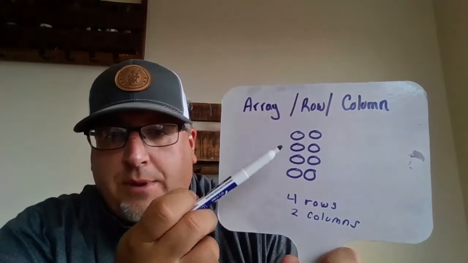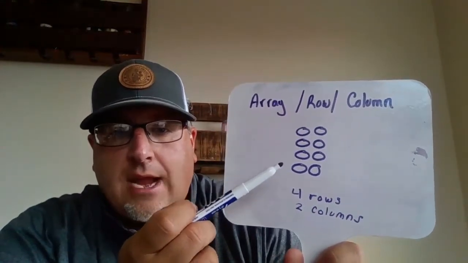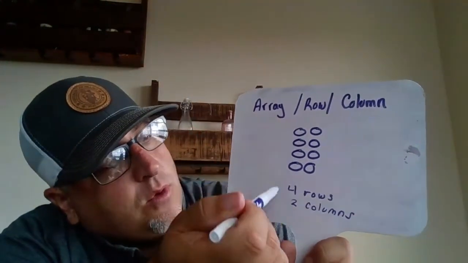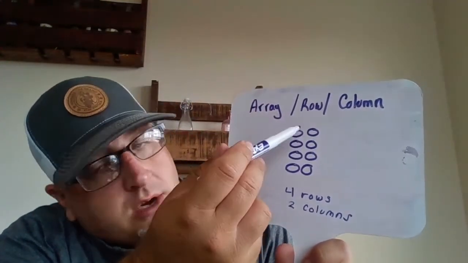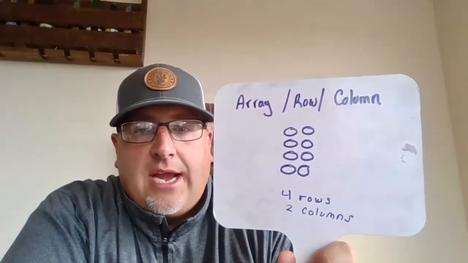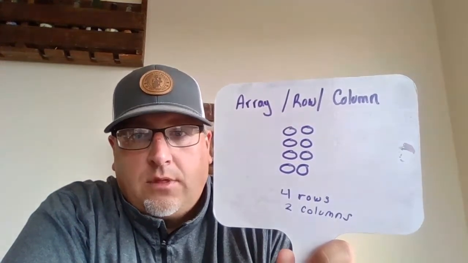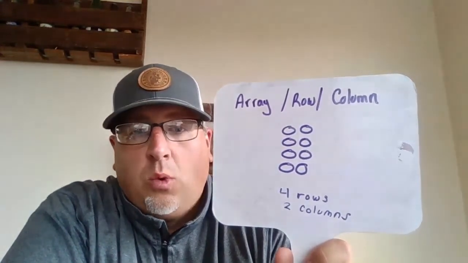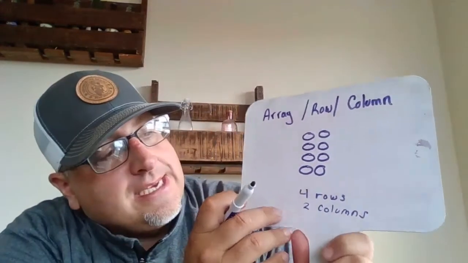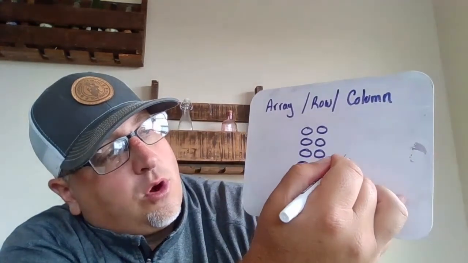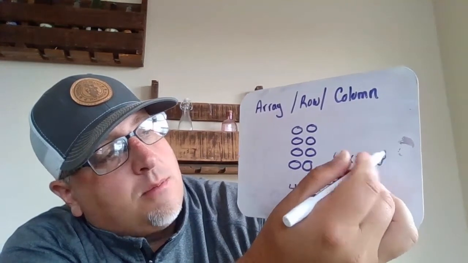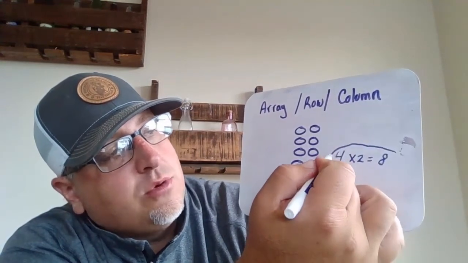So if we were to look at this array, an array talks about the picture. Here's the picture right here. This array is made up of 4 rows, which we said 1, 2, 3, 4, and it's made up of 2 columns, 1, 2. So I want you to really understand array, row, and column. They are very important when we get into what we are looking for, because we could take the rows, which is 4, and multiply them by the columns and get our multiplication answer here, 4 times 2.